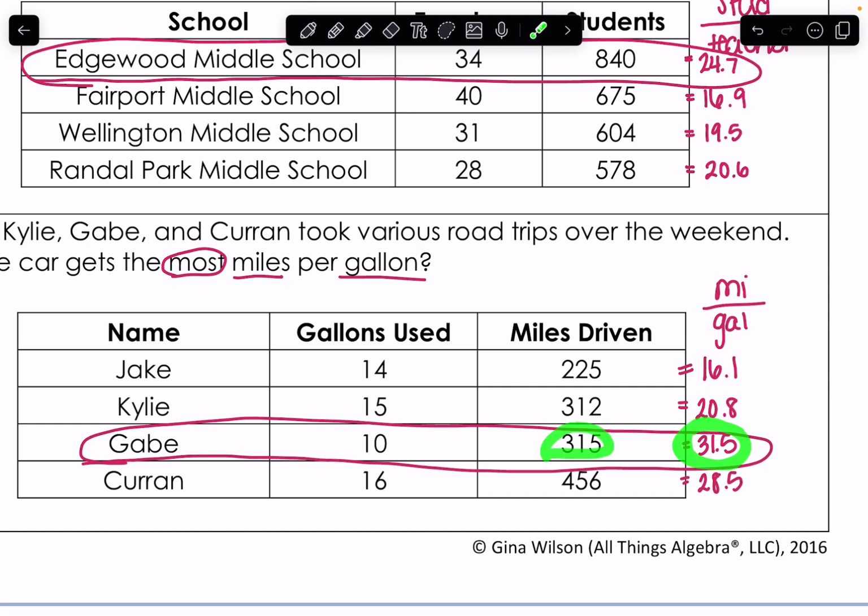I'm not just looking at the miles. I'm looking at miles per gallon. So it's not always the one with the highest first number. That's not always true, like this example here. Sometimes it is, sometimes it's not. So keep that in mind as you are working.